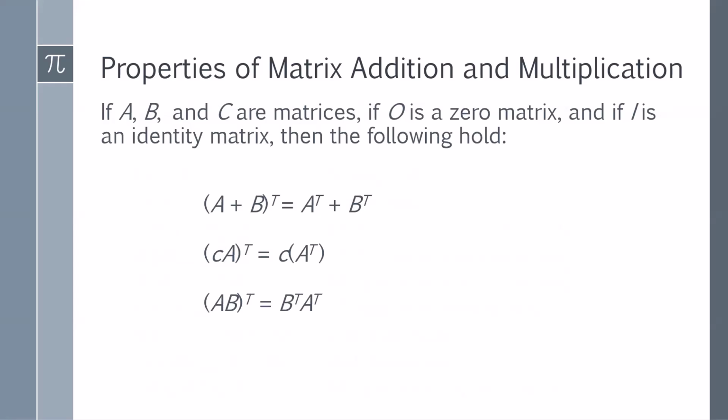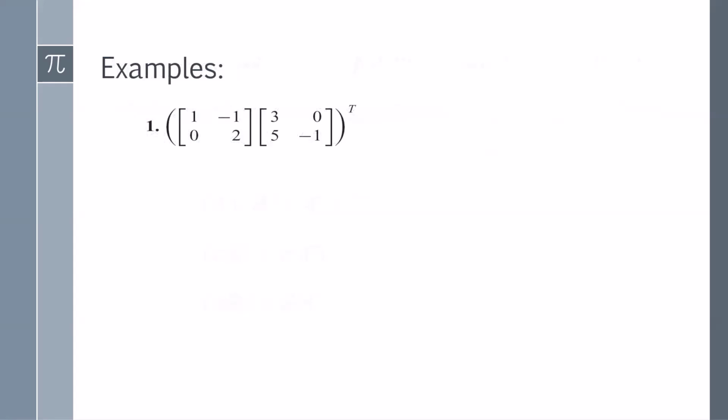Regarding transposition, A plus B transpose is A transpose plus B transpose. C times A, the transpose of that is C times A transpose. And the transpose of AB is actually B transpose A transpose. So just take note of the last property. Here's an example. We want to take the transpose of the product of these two matrices.